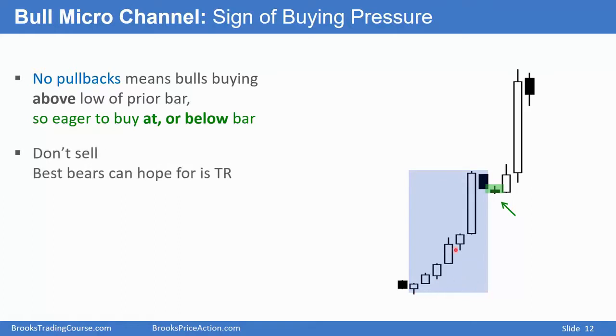When you have a strong trend like this, you should not be thinking about selling. You're not going to make money. The best the bears can hope to see after a strong breakout like this is a trading range. And here the trading range just lasted a couple of bars. You're not going to make money selling.